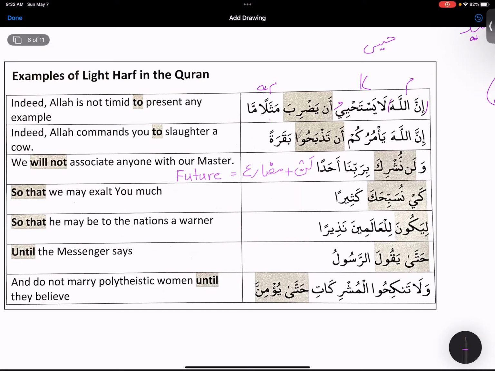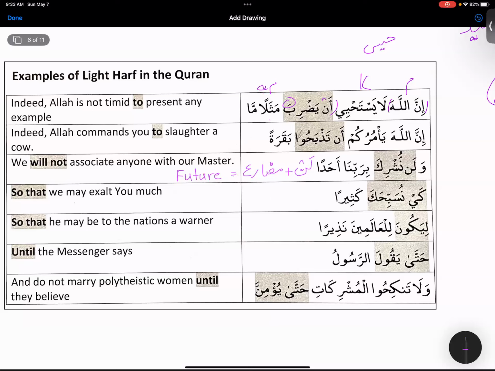Yastaghfiru. But since it has a weak letter in there, it is not going to conjugate regularly. And we are not going to pronounce this last dhamma over there. So, la yastahyi, Allah subhanahu wa ta'ala is not shy at all. An yadriba. So, an came, right? And now yadriba, not yadribu. So, daraba yadribu. But because of this an, this yadriba is mansub.